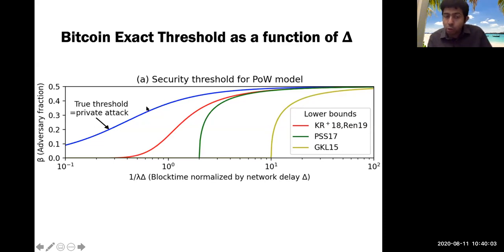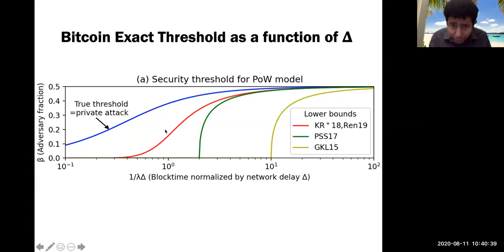You could also plot a curve assuming only the private attack exists, so the adversary can only do private attacks. Suppose that's the model. Then you will get the blue curve. It shows that, for example, at lambda delta equals 1, you cannot tolerate more than about 38% adversary. But there was a gap between the previous work and the private attack.